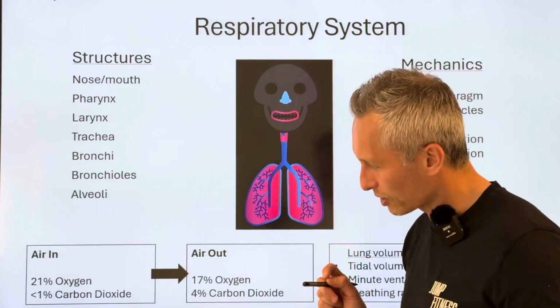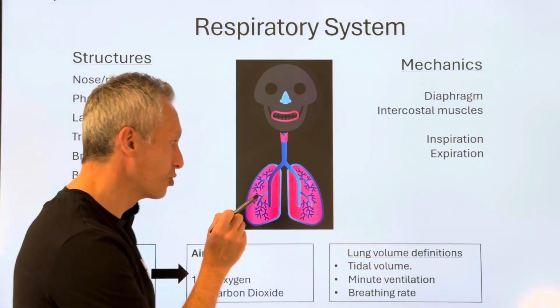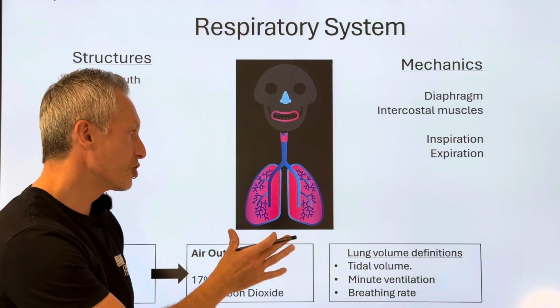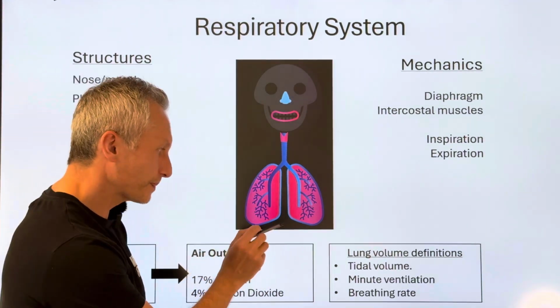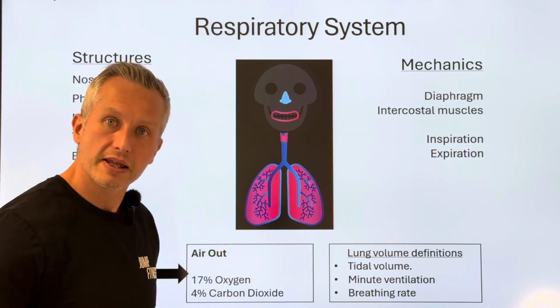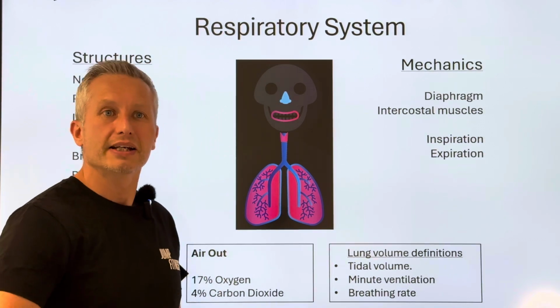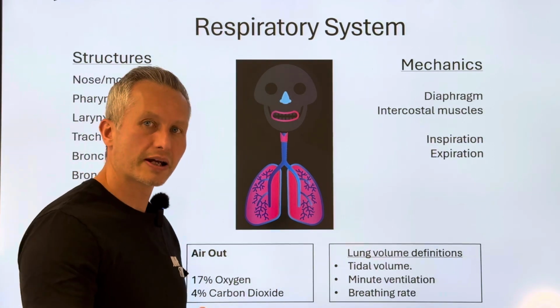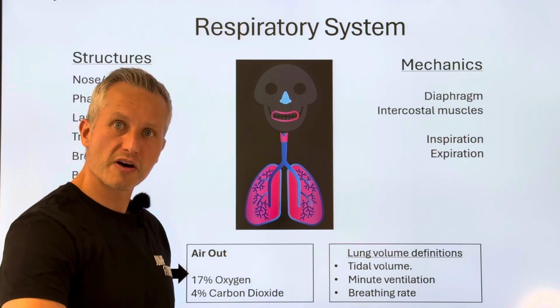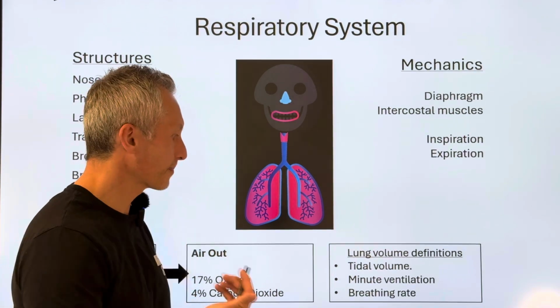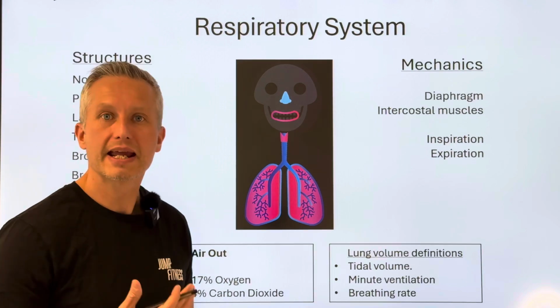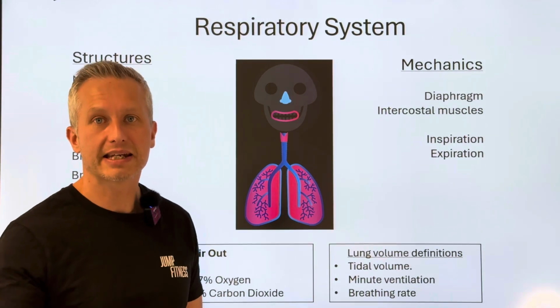And our final couple of terms that we're going to need are some of our lung volume definitions. So number one, our tidal volume. That's just the amount of air that we breathe in. We can think of the word tidal, things coming in, things going out like the sea. So our tidal volume is the amount of air we breathe in with each breath. Our breathing rate is the amount of breaths that we take each minute.